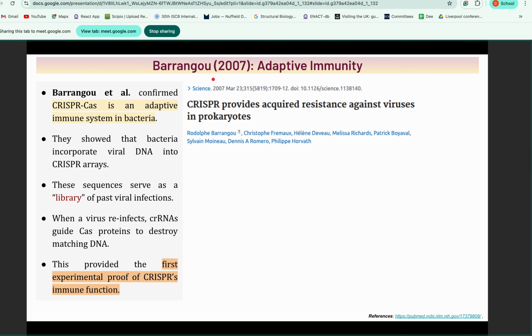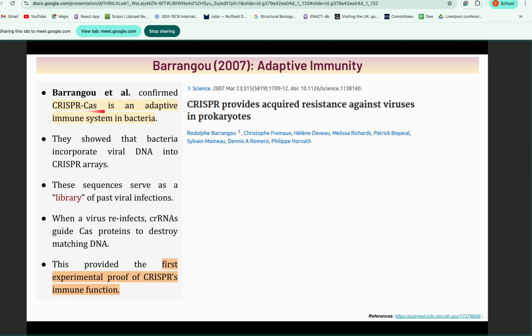Then later on, another scientist, whose name was Barrangou, in 2007 looked into the adaptive immunity. In that way, the bacteria are gaining immunity. This immunity is not inbuilt, but it is adaptive, because as the first virus attacks it, a component of that particular virus gets integrated into the genome and acts as a spacer, and after that it acquires immunity. So the first time, that immunity is not observed. In that way, it is an adaptive immunity.